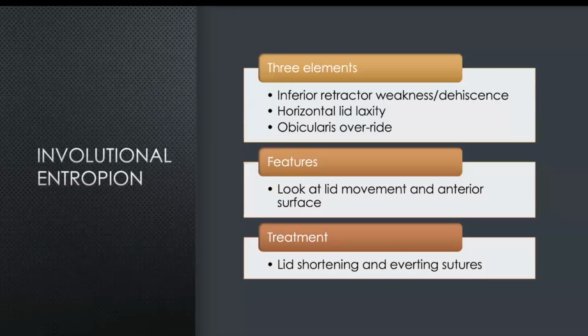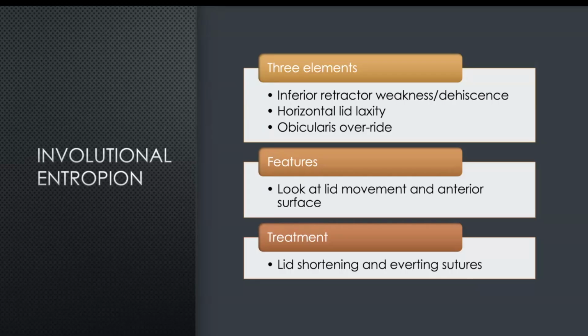So involutional entropion, you can think about it as three different things working together against the patient. Your inferior retractors, which usually pull the eyelid away from the eye, get weak or they dehisce. You then also have some horizontal lid laxity, and then your orbicularis starts to override. So these three things together are the triad of things that are going on, mechanically speaking, to cause an entropion. And if you think about what we're doing when it comes to operating or how to treat entropion, we're looking at these three things.